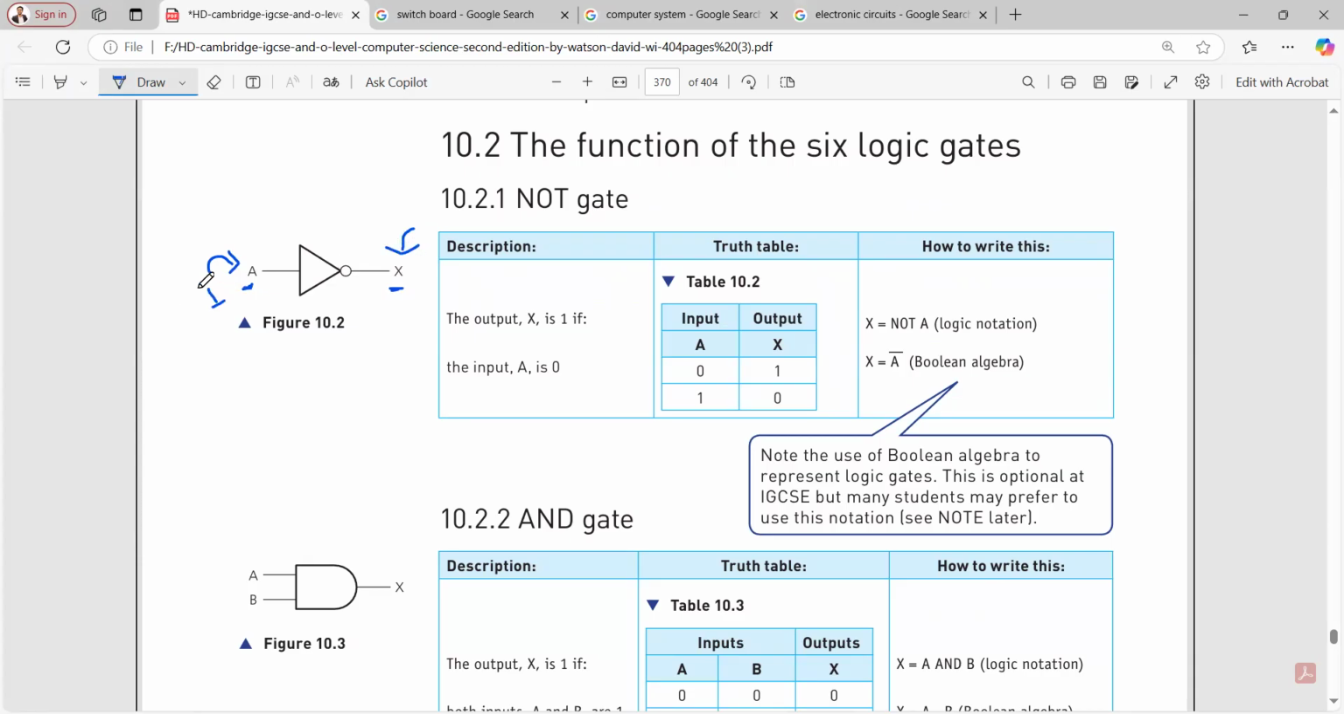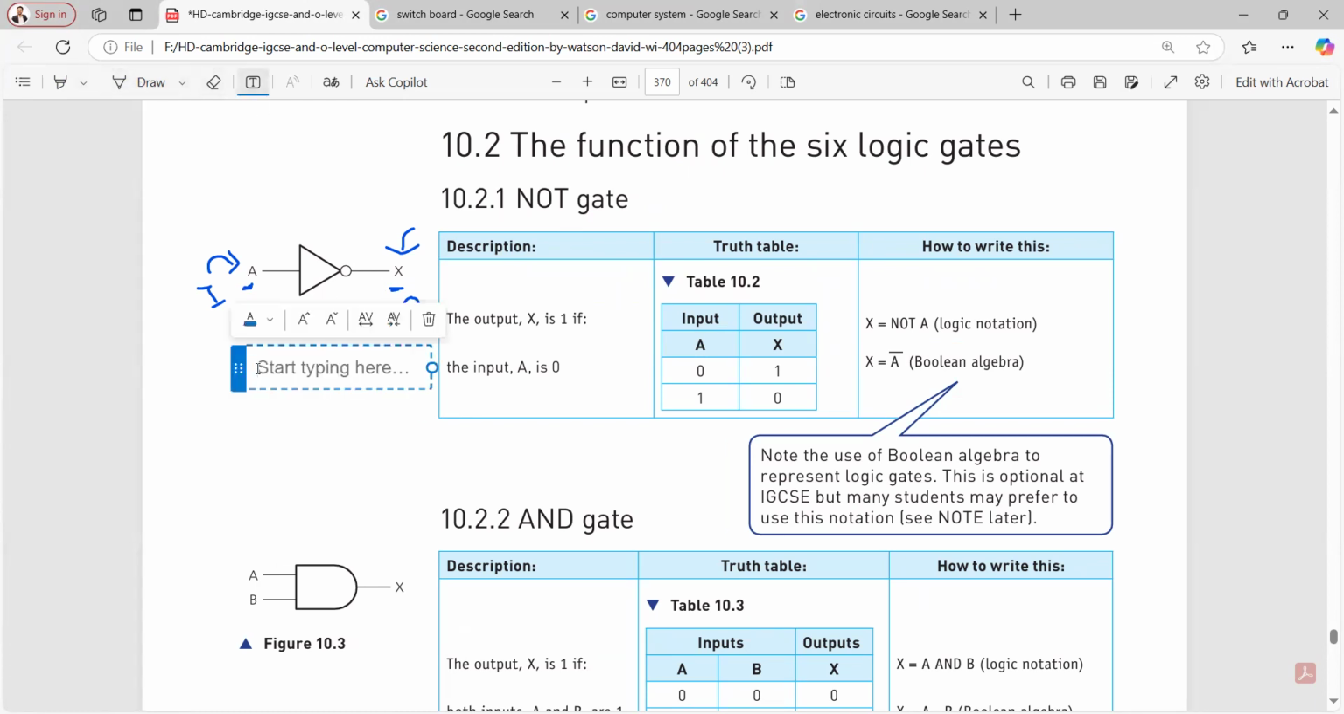This is your input and this is your output. Now you have to see this is a NOT gate. Now write anywhere near this table that NOT gate means inverse. So you will not forget that. NOT gate means inverse.